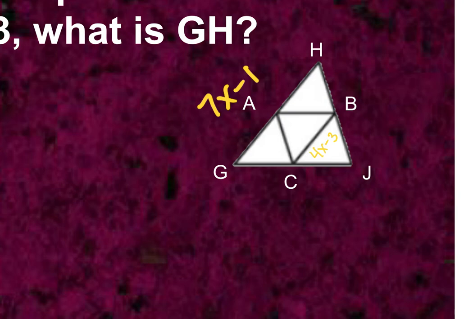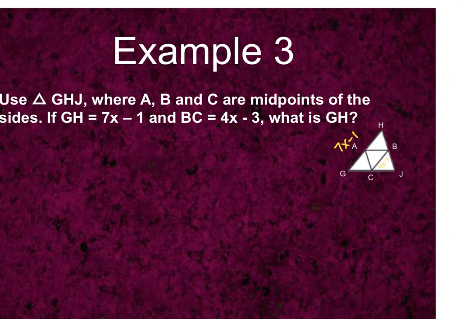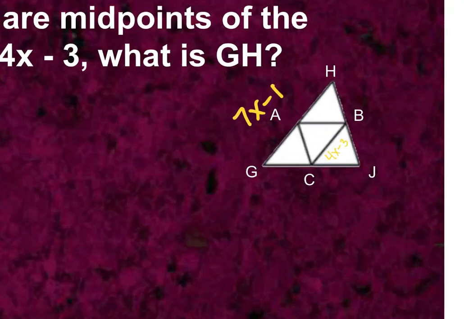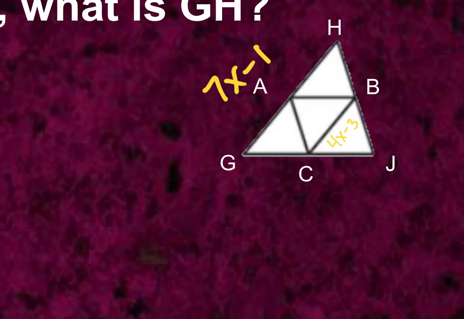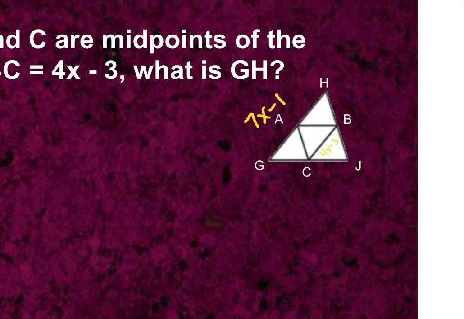Okay. What is GH? Well, we can't know what GH is until we figure out x. What is the relationship between GH and CB? Hold on. Okay. GH and CB. Giselle? CB is half of GH. Excellent. CB is exactly 1/2 of GH.